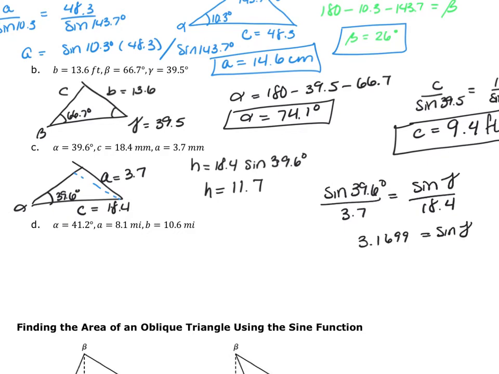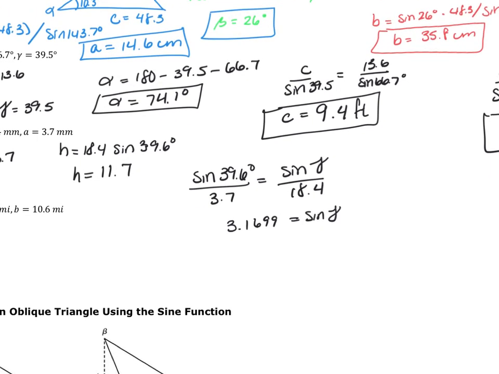And if I didn't realize right away that that value is bigger than 1, when I tried to take the sine inverse of both sides, I'd get an error message on my calculator. So when I try to do the sine inverse of 3.1699 to find gamma, my calculator is going to say, yeah, nice try. That's not true. Not going to happen. I get an error message, domain error or something like that.